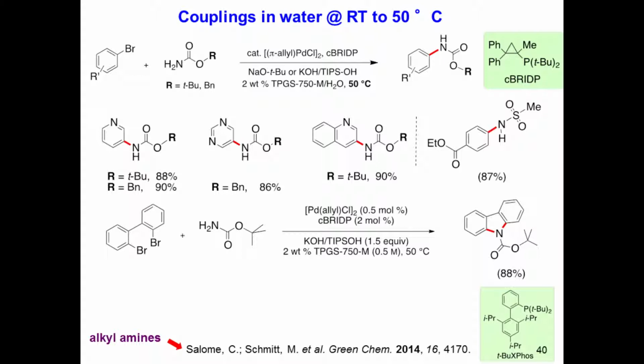And I should point out that very recently also the groups of Salome and Schmidt in Strasbourg have now published a way by changing the ligand to introduce alkylamines onto aromatic and heteroaromatic systems. So that's very recent work which extends this to this other type of important coupling partner, alkylamines.